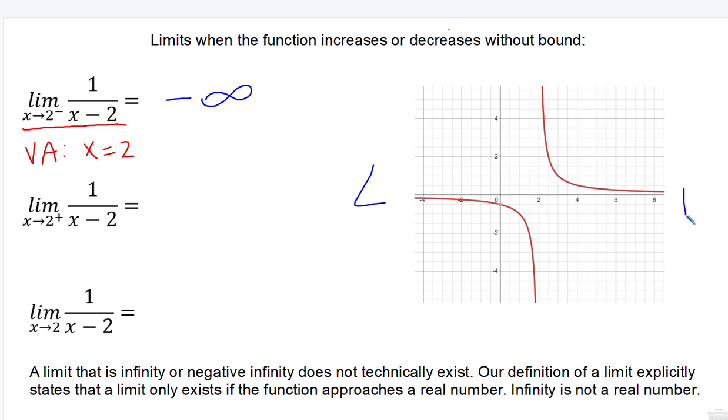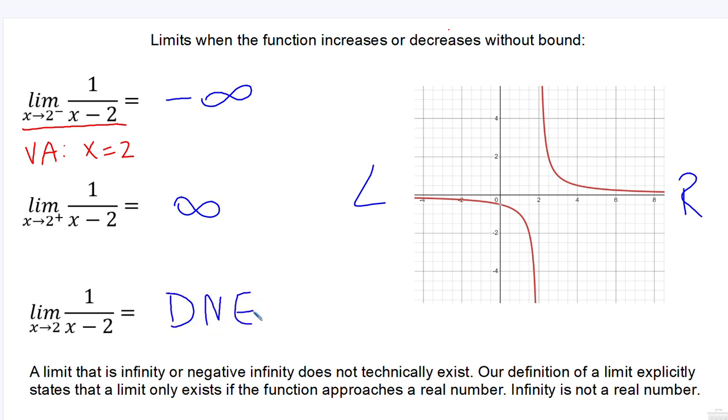If we talk about what's happening as we approach 2 from the right-hand side, we're just going up towards positive infinity. So we'll say that the limit as x approaches 2 from the right-hand side of 1 over x minus 2 is just positive infinity. And since the left-hand limit and the right-hand limit don't equal each other, one's negative infinity and one's positive infinity, the two-sided limit cannot exist. So we'll just say that this does not exist.